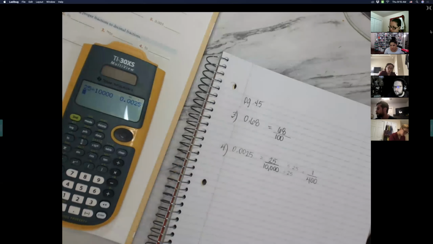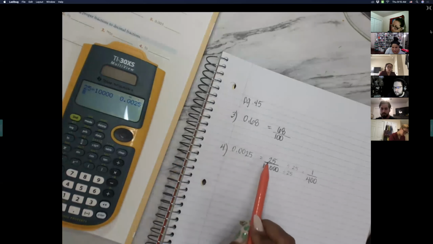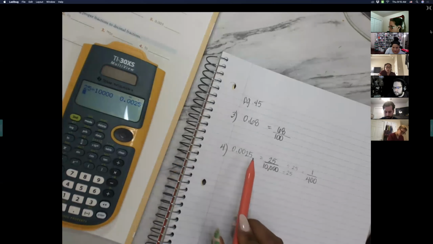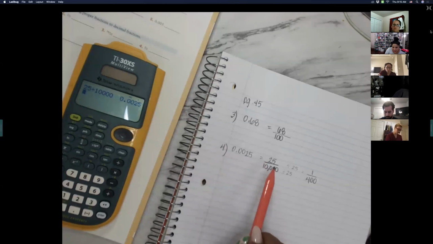So if you were asked, change the decimal into a fraction and reduce your answer, because they're always going to ask you to reduce your answers on the test. First step would be to convert this decimal into the fraction and then reduce your fraction by the largest common factor. Okay?